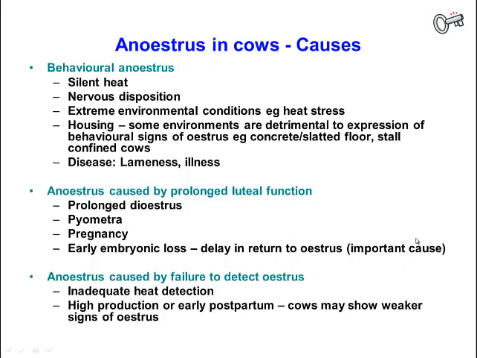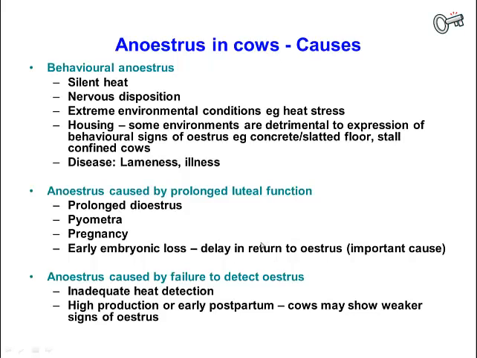This is an important cause of failure of cows to show heat, because what happens is farmers inseminate the cow, she actually conceives, she doesn't return to heat within sort of 18 to 24 days. The farmer thinks that she's pregnant. She might actually take longer, she might take 60 days before she actually shows sign of heat.